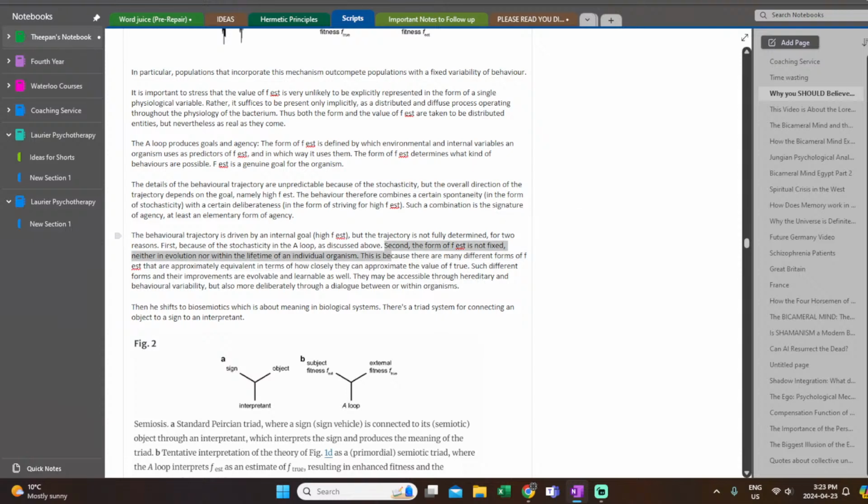It's not fixed. This is because there are many different forms of F estimate that are approximately equivalent in terms of how closely they can approximate the value of F true. Such different forms and their improvements are evolvable and learnable as well. They may be accessible through hereditary and behavioral variability, but also more deliberately through a dialogue between or within organisms.